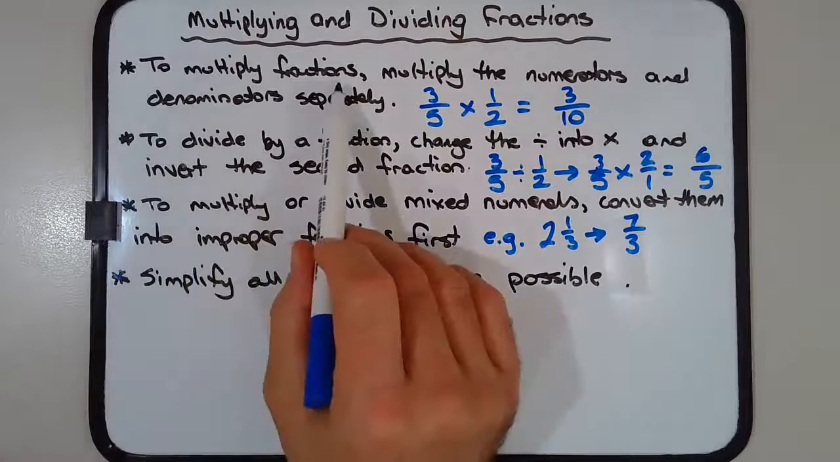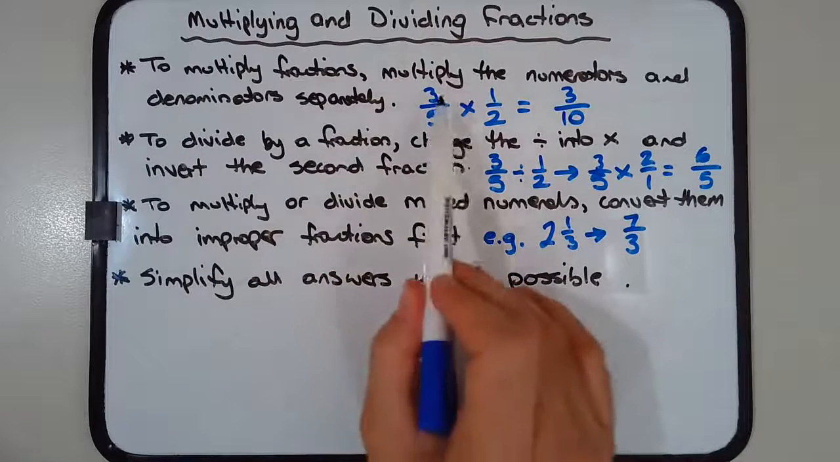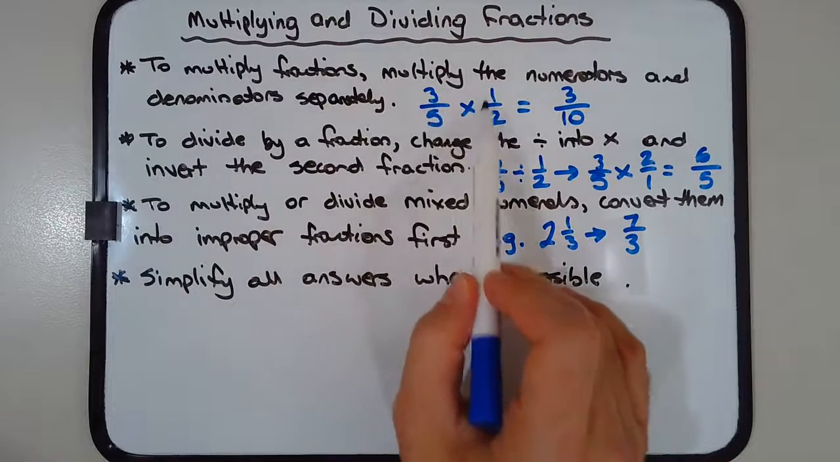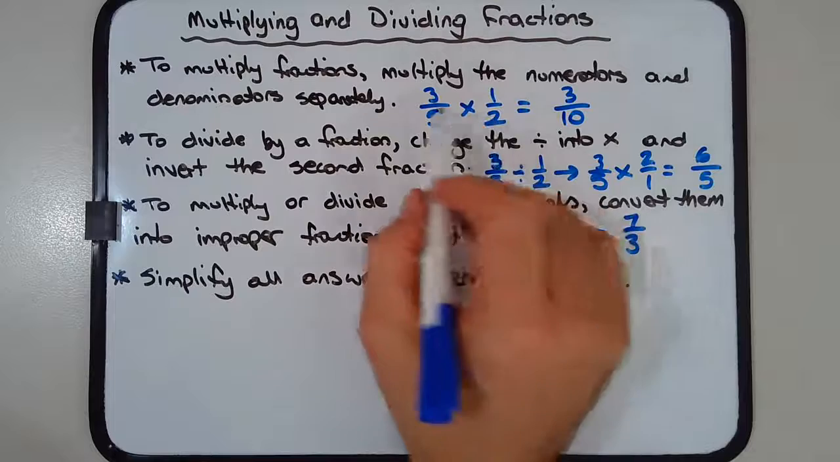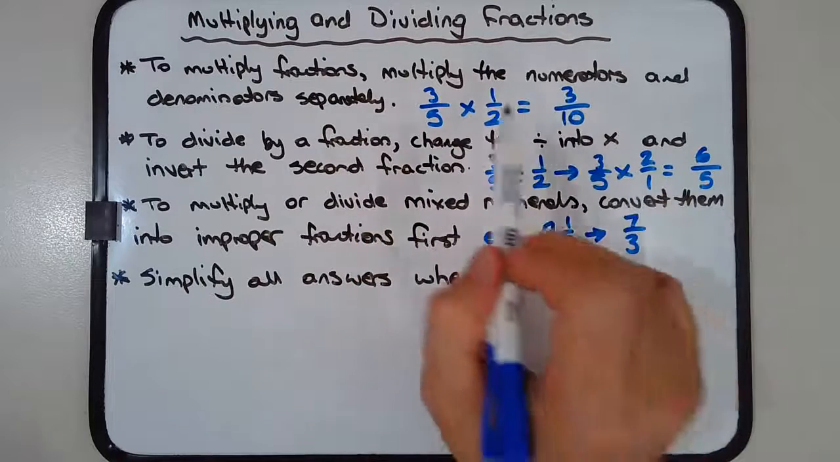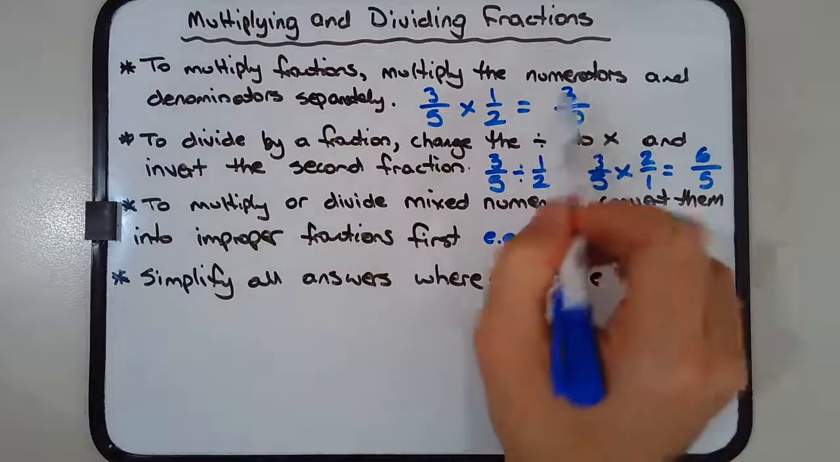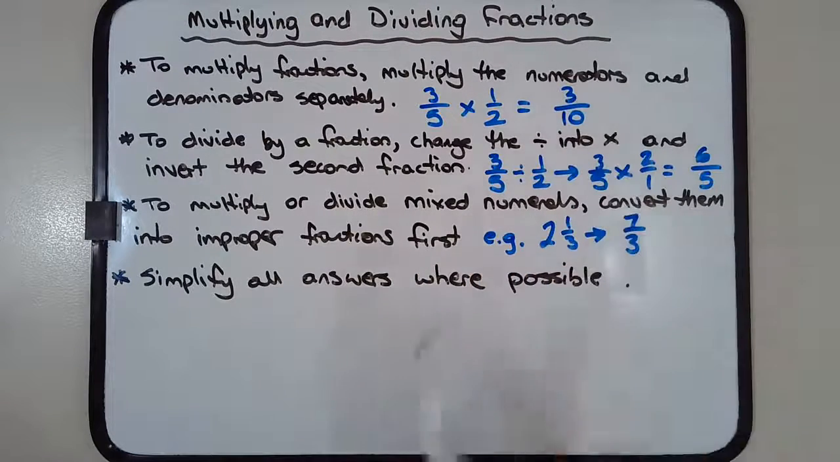Let's have a look at some of the rules. To multiply fractions, we multiply the numerators and the denominators separately. So as an example, 3 on 5 times 1 on 2. We multiply the numerators first. 3 times 1 is 3. Then we multiply the denominators. 5 times 2 is 10. And the answer is 3 on 10. We try and simplify it where we can, and obviously we can't in this case.